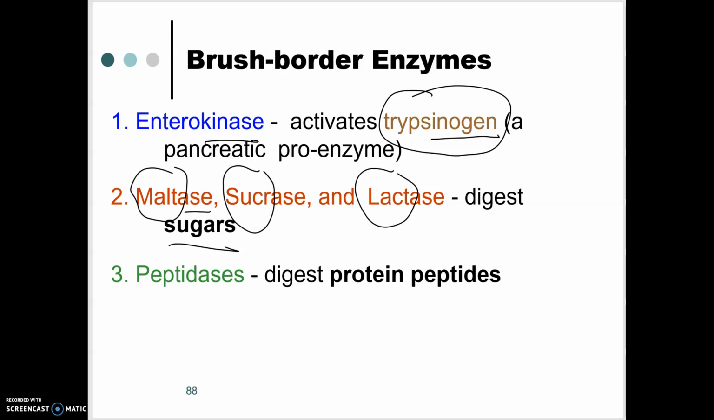Finally, we're going to come down to these enzymes we call peptidases, and you've seen the word peptid before because a peptid can be a small string of amino acids or proteins. So these peptidases are going to be enzymes that further break down protein peptides or chains of amino acids.